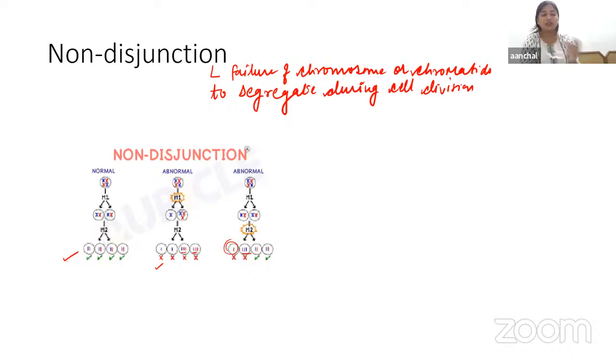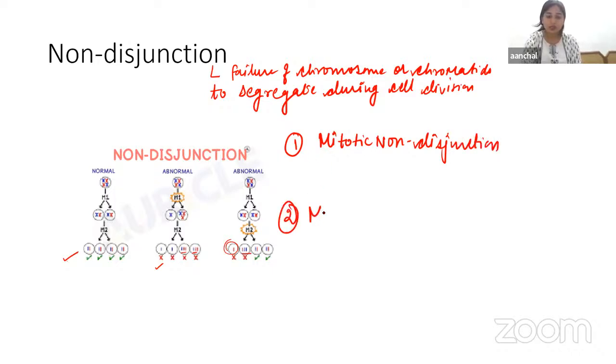So what is the cause of this non-disjunction? It is further classified into mitotic non-disjunction or meiotic non-disjunction. So this is of two types: mitotic non-disjunction or meiotic. Mitotic non-disjunction occurs during the M phase when sister chromatids fail to separate.